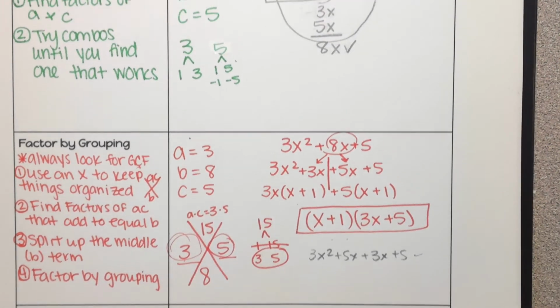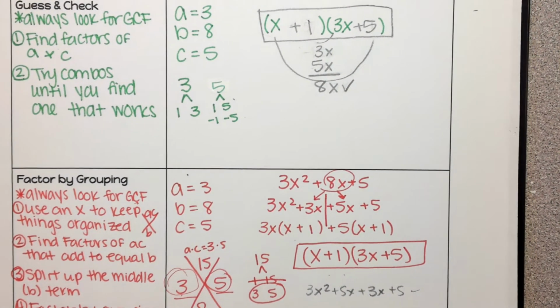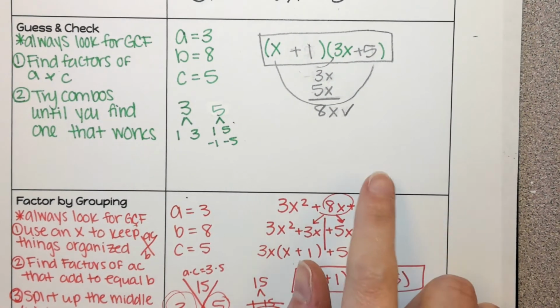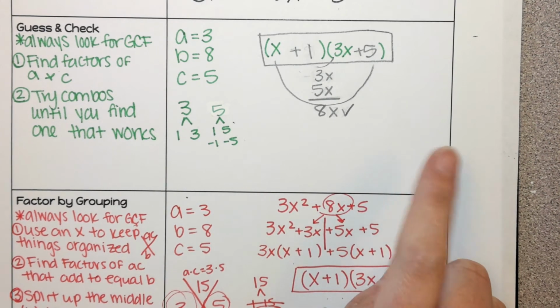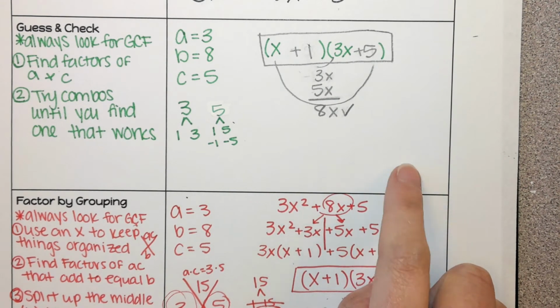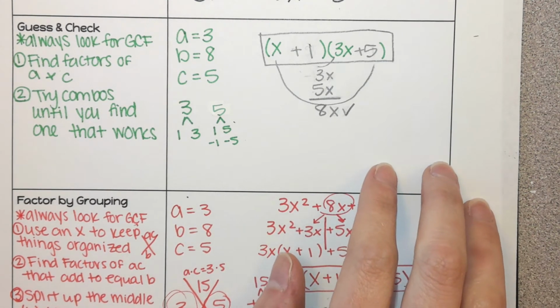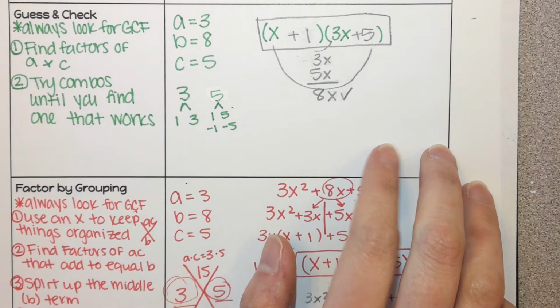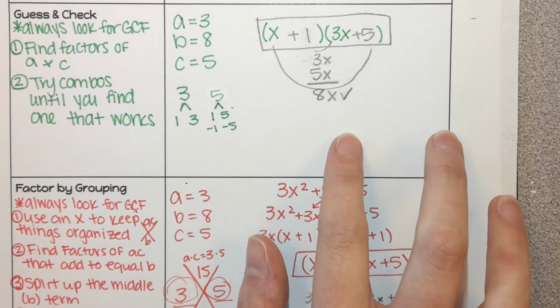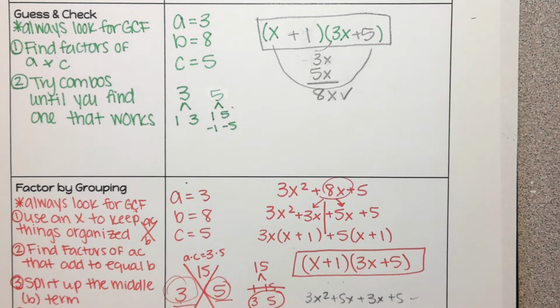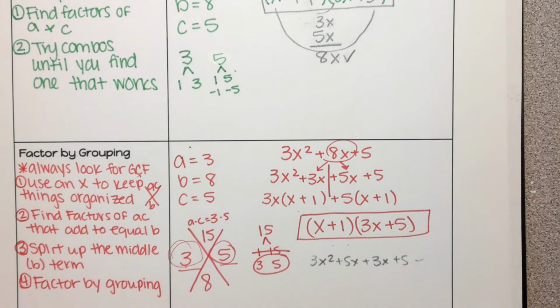Now, before we move on to the last method, let's talk for a bit. Guess and check. Sometimes guess and check is the easiest method. Sometimes it's going to be way more difficult. The larger your numbers are, the more factors they have, the more difficult guess and check is going to be. So sometimes it takes a little bit longer. But those of you who like a puzzle might really like this one because you have to try those different options until you find one that works.